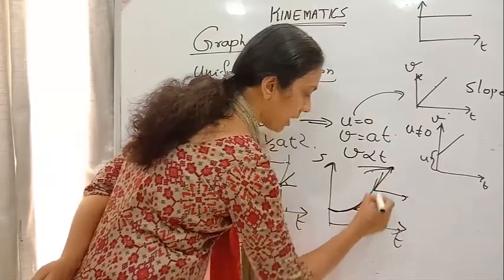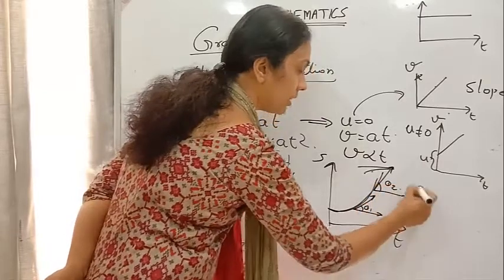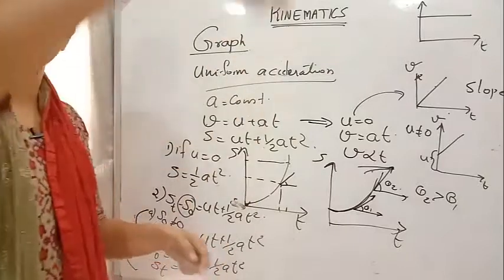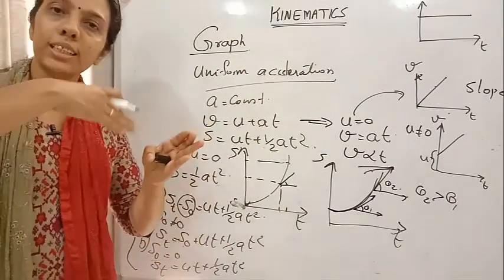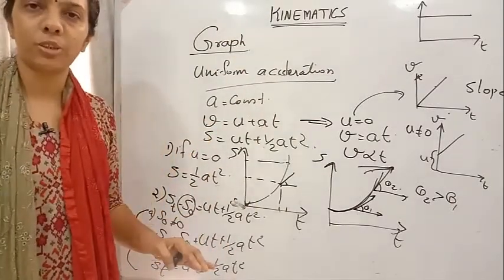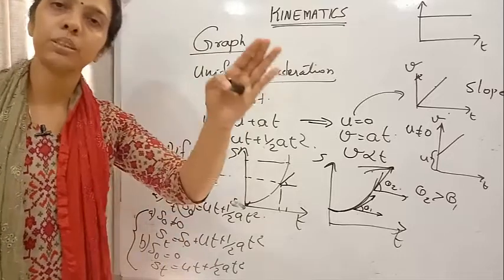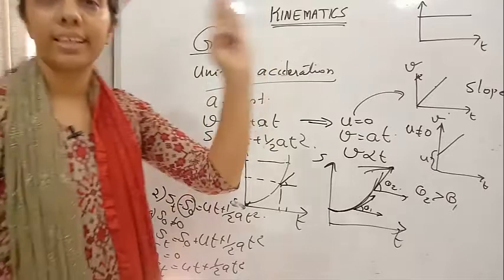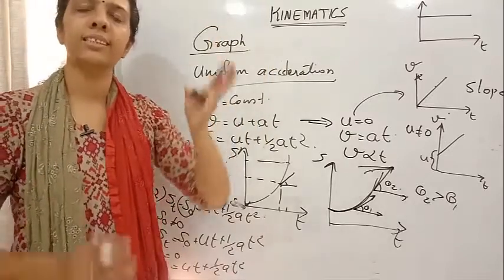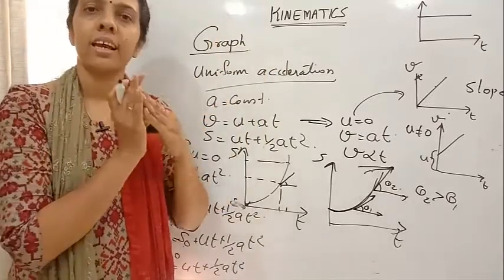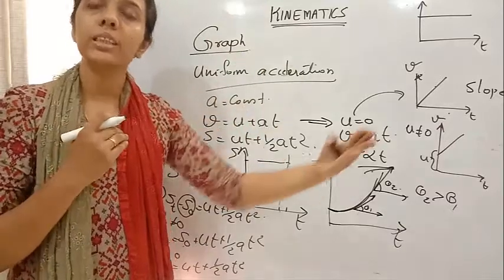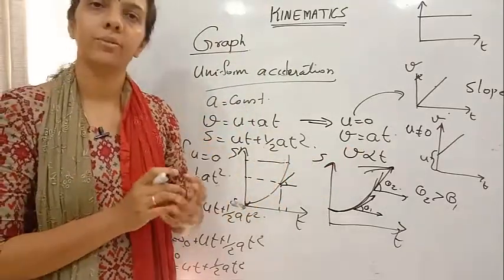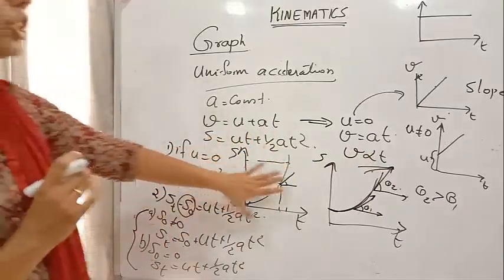See, this is theta 1 and this is theta 2. Theta 2 is greater than theta 1, that is, the slope is increasing with respect to time. So velocity is increasing with respect to time. Then the object is under acceleration. It is accelerating. Its velocity is increasing with respect to time. The object is getting accelerated. That is what we understand. So this is the shape of the graph.